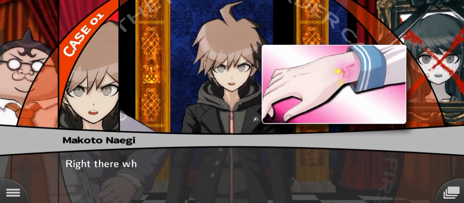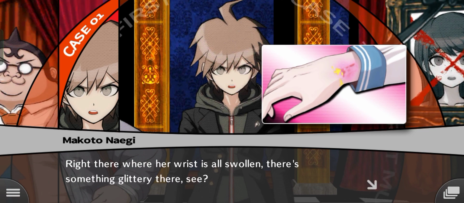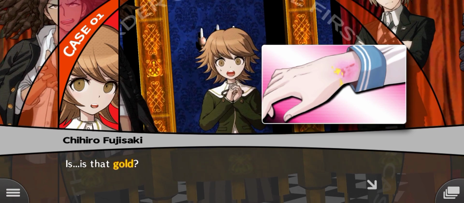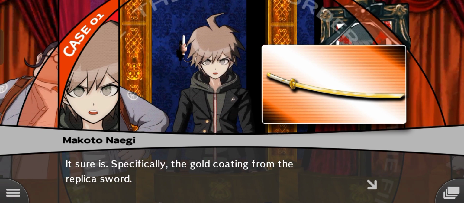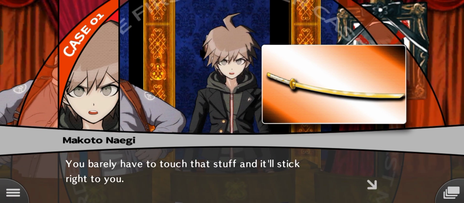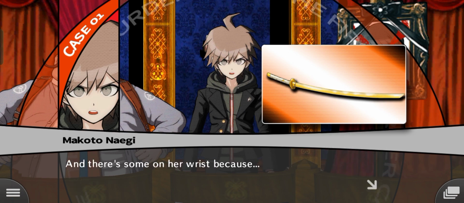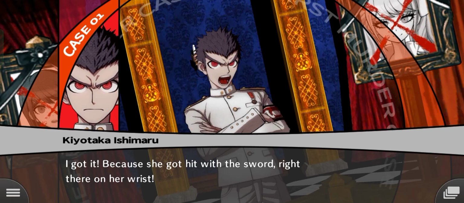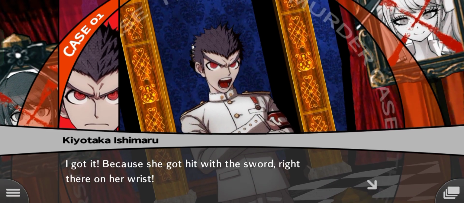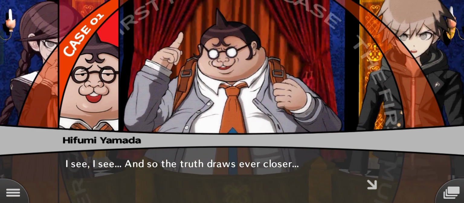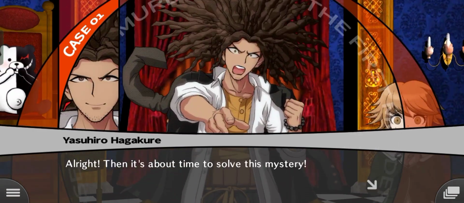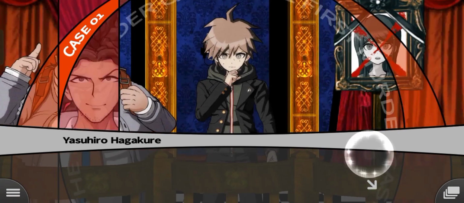become pretty clear. Right there where her wrist is all swollen. There's something glittery there. See? Is that gold? It sure is. Specifically, the gold coating from the replica sword. You barely have to touch that stuff, and it'll stick right to you. And there's some on her wrist because... I got it! Because she got hit with the sword, right there on her wrist! I see. And so the truth draws ever closer. All right, then it's about time to solve this mystery.